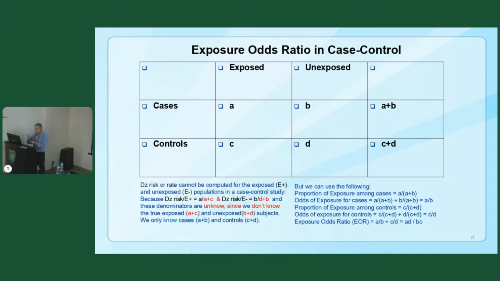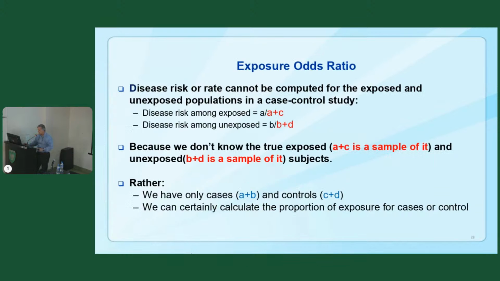And now if you take these two odds, divide one by the other, you end up with A, D, B, C. A that multiplies D divided by B that multiplies C. It's the same odds ratio you had in a cohort study, except that one is called risk odds ratio. This one is called exposure odds ratio. Okay? Here you have the writing on the right-hand side here. You can see how they fall off.